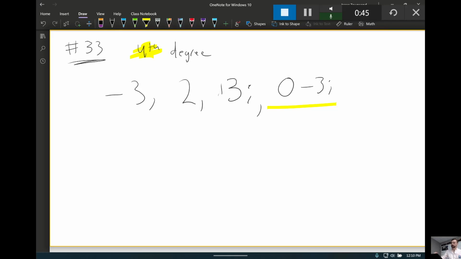And of course, adding 0 doesn't do anything, subtracting 0 doesn't do anything. But that's the first piece. You have to know that one without being told that one. Imaginary zeros always come in conjugate pairs.